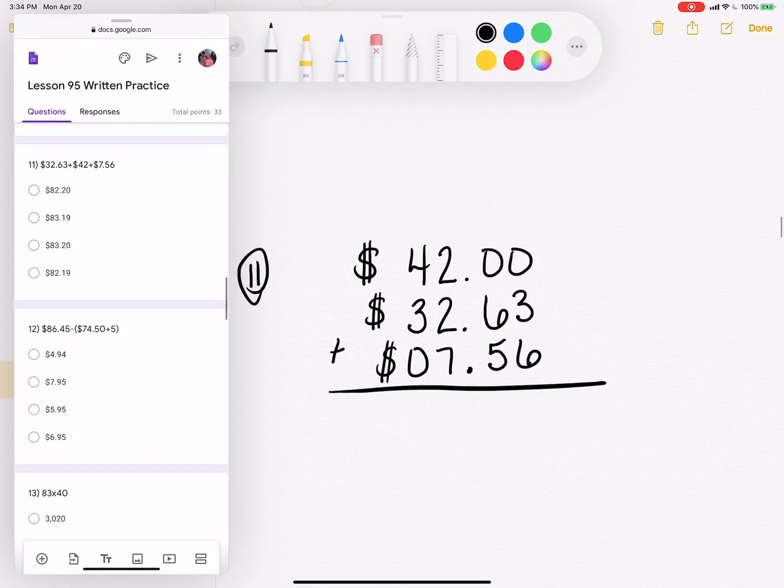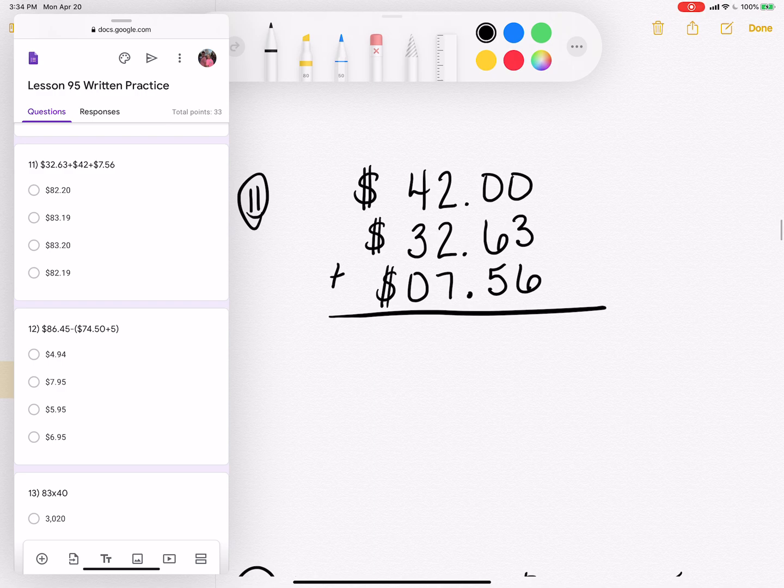11. $42 plus $32.63 plus $7.56. 6 plus 3 is 9. 5 plus 6 is 11. Add a decimal. 7, 9, 10, 12. Carry 7, 8. $82.19.